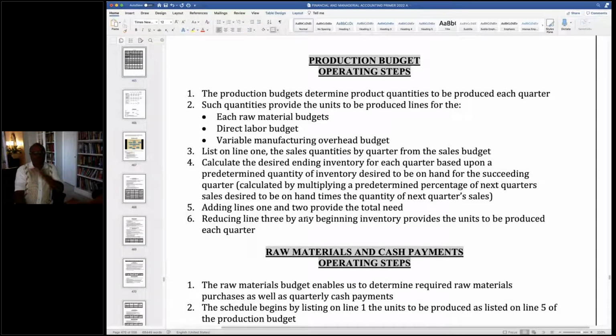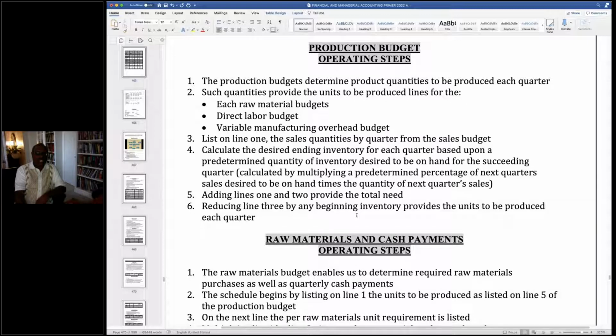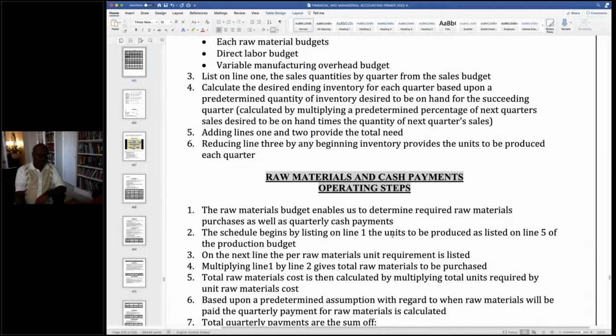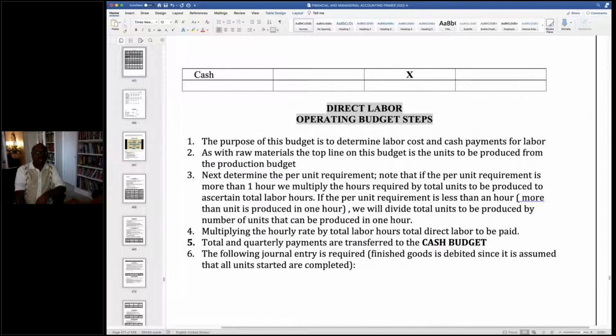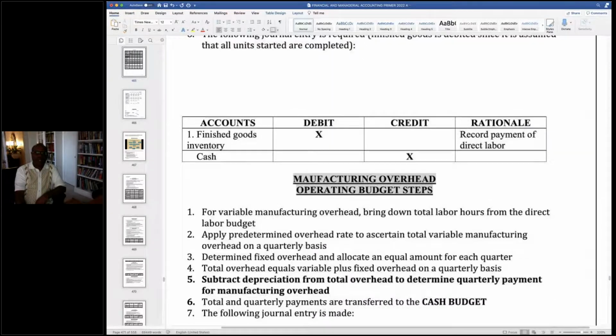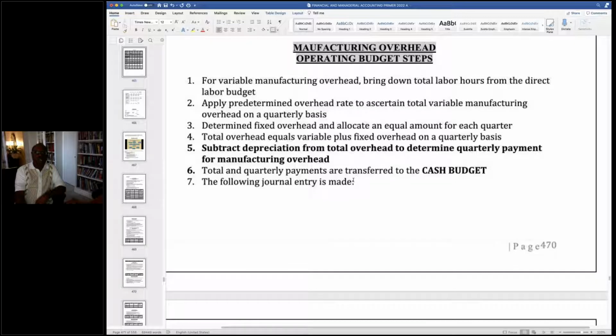The production budget would not have any journal entries, but it provides useful information for doing the raw materials budget and the direct labor budget. The manufacturing overhead budget, we do it simply. We just work with the fixed costs.